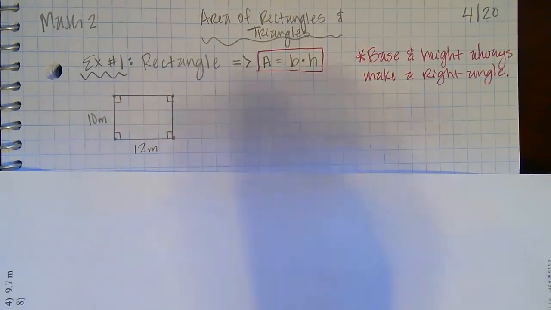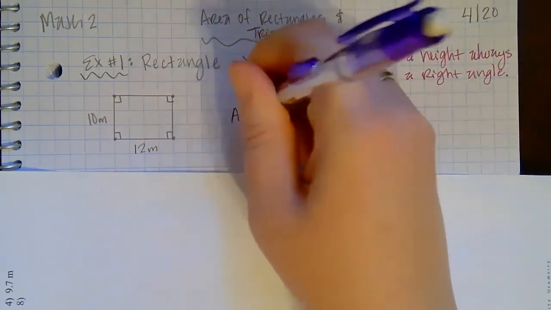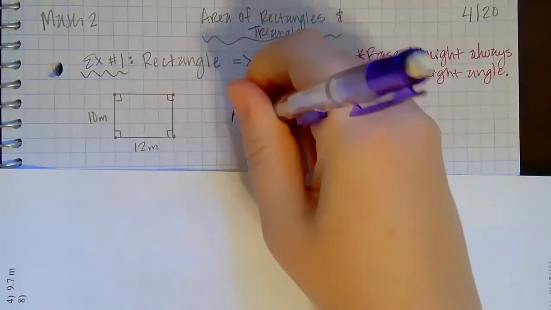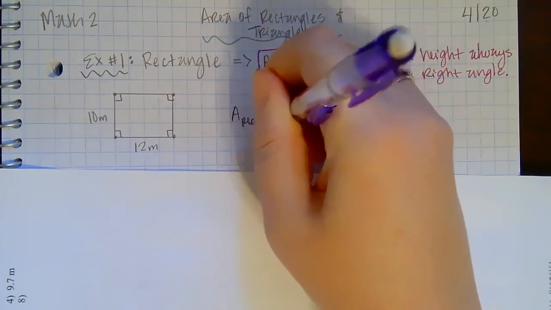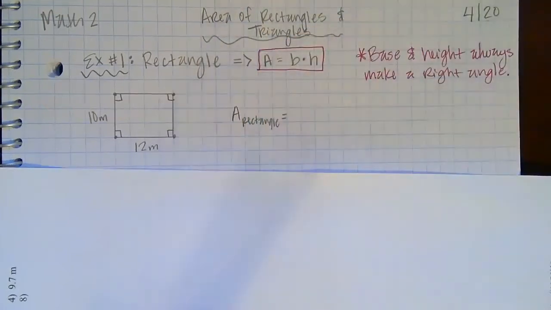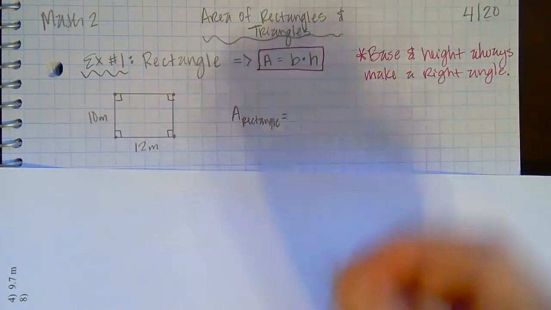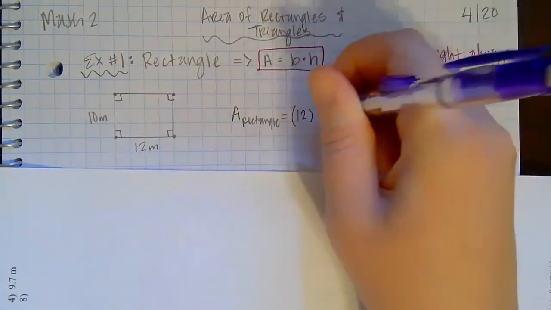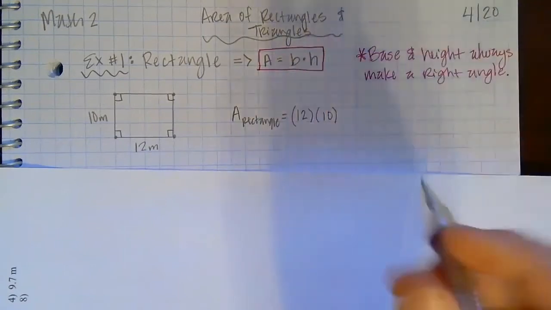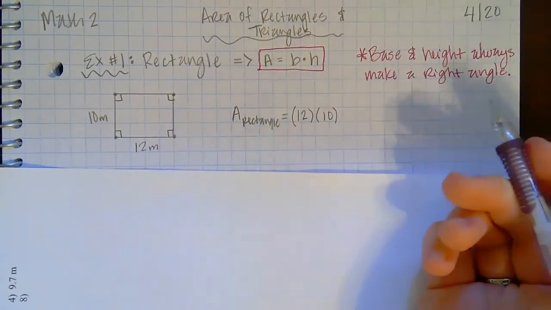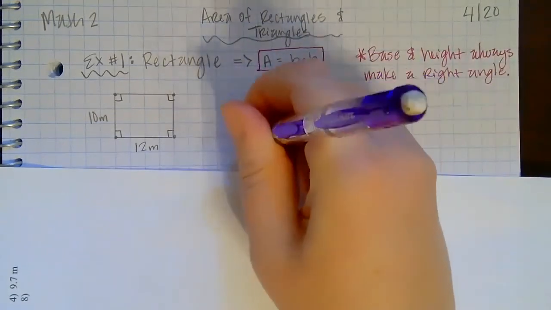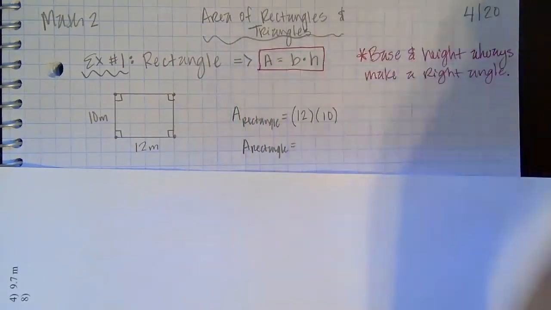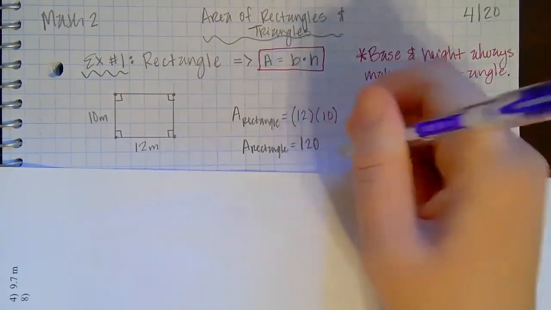Pretty simple here. I like to label it, so I'm going to put rectangle on the bottom. The area of the rectangle is base times height, so base 12 centimeters times height 10 centimeters. It doesn't matter if I had done 10 times 12, that's the same. So my area of my rectangle, when I multiply that, gives me 120.